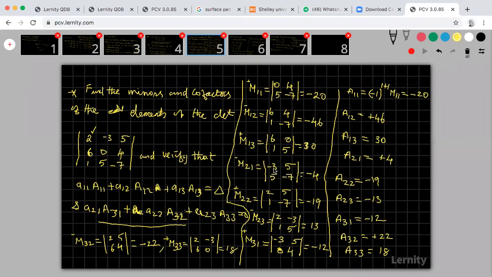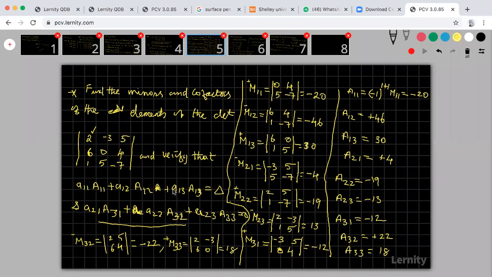So therefore, this is 21 plus 21. This is minus 25, plus 21 minus 25 is minus 4. And M22 means this element. Leave this column, leave this row. Take that 2, 5, 1, minus 7 and take the determinant. This is 2 sevens are 14, minus 14. This is minus 5 minus 14, minus 19.